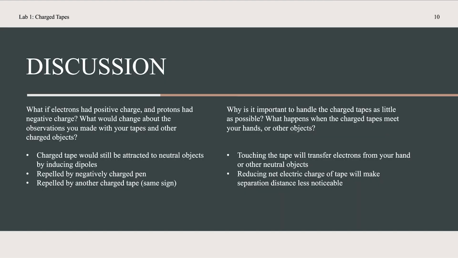If electrons had a positive charge and protons had a negative charge, the strips of tape would still be attracted to neutral objects due to the induced dipoles formed in these objects. Contrastingly, the negatively charged tape would be repelled by the pen or another tape of the same sign.